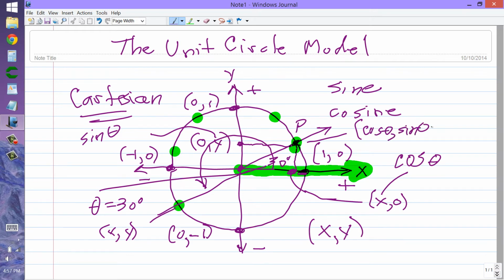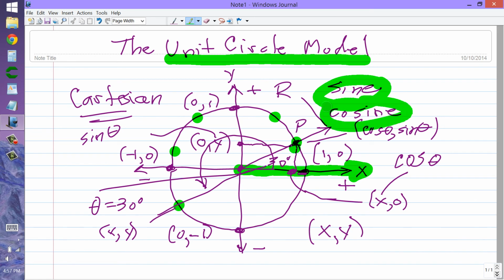No matter where we make this ray, let's call it R, go around the circle for one revolution from 0 degrees here to 360 degrees there. That is the unit circle model of the sine and the cosine functions.